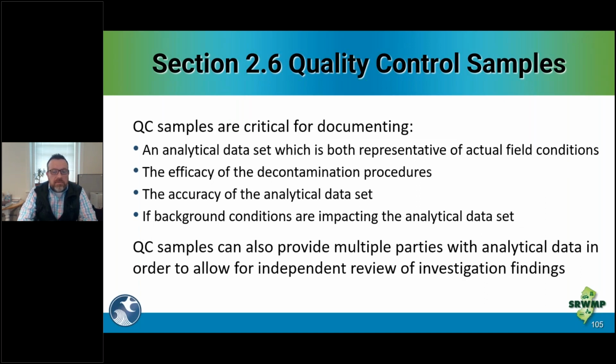Quality control samples are critical to documenting an analytical data set which is representative of actual field conditions, the efficacy of the decontamination procedures, the accuracy of the analytical data set, and if background conditions are impacting the analytical data set. Quality control samples can also provide multiple parties with analytical data in order to allow for independent review of investigation findings.